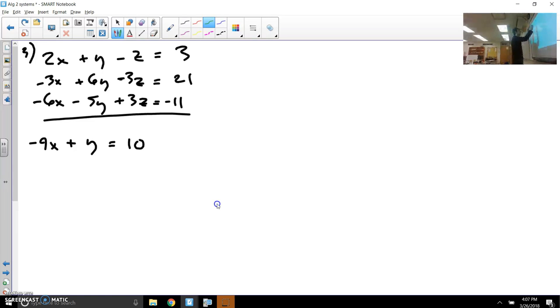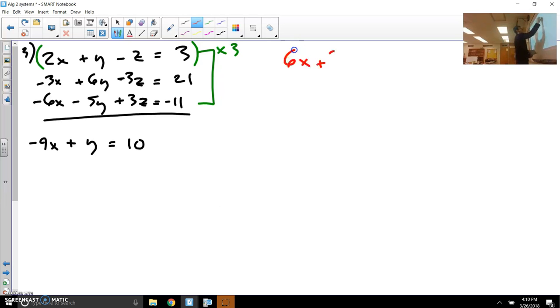So I think I'm going to try to combine these two because if this is a +3, if I had like a -3 there, those would cancel. But hopefully you know you can't just like put that there. You're going to have to multiply to create what you want. And so if that's a -1, I need to multiply that by 3. So if I start multiplying this by 3, 2 times 3 is 6. 3 times 1 is 3. -1 times 3 is -3. And then 3 times 3 is 9.